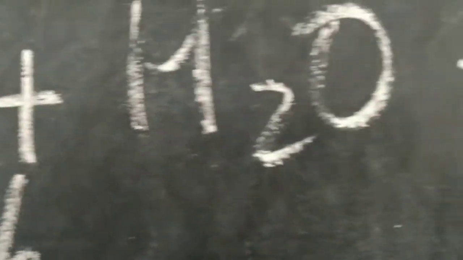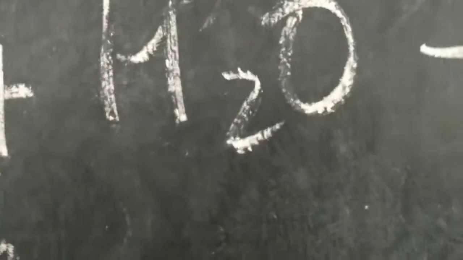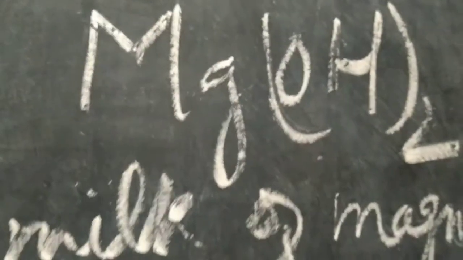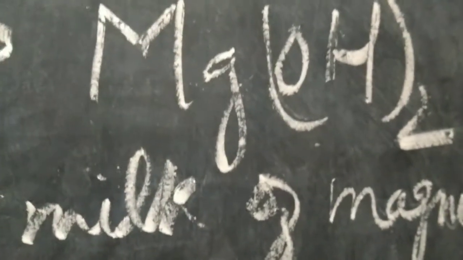Now what have we done? Just to test its nature, we are adding some water, and after adding water it will convert again into a new substance, and that is milk of magnesia, and that milk of magnesia is a weak base that we frequently use in antacids and toothpaste.